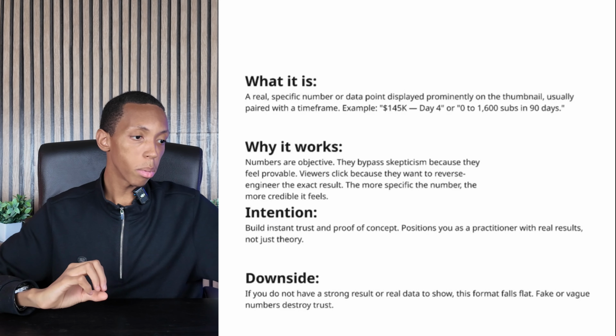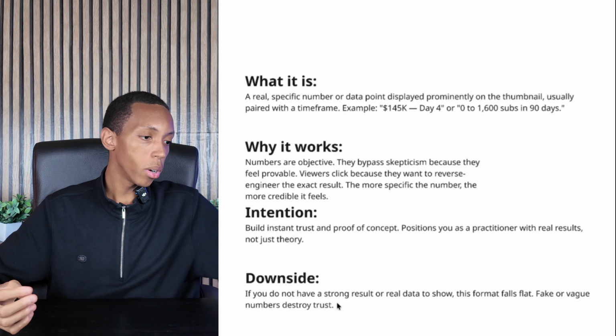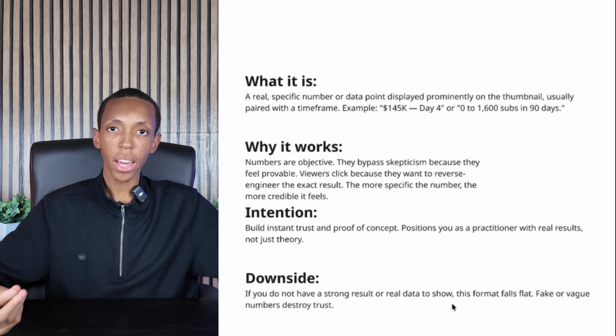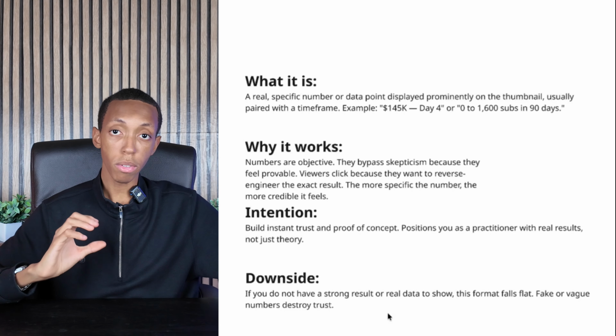And so the more specific the number, the more credible that it feels. Plus with this, the intention is to build instant trust and proof of concept. The only downside of this thumbnail is that if you do not have strong data or real data to show, well, the format's just going to fall flat. It can't be fake numbers, and it can't be vague at all. It needs to be very specific.